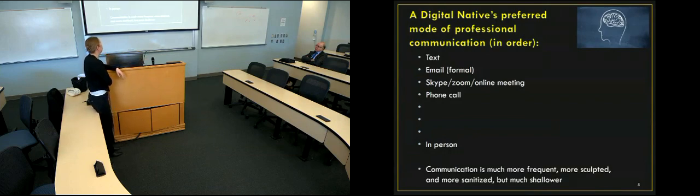Okay, so communication these days, our brains are now wired that communication is much more frequent. It is more sculpted. Okay? When you send a text, you can edit that text. When you send an email, how much time do you spend making sure and rearranging and getting it to say exactly what you want to say? It's more sanitized. You are presenting an idealized version of yourself. This is why in-person interactions are uncomfortable, because they don't allow you to edit it before the other person sees it. Okay? So we've got this sculpted, idealized version of yourself.